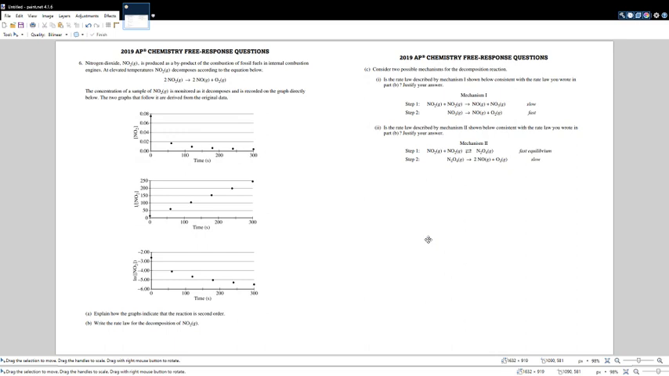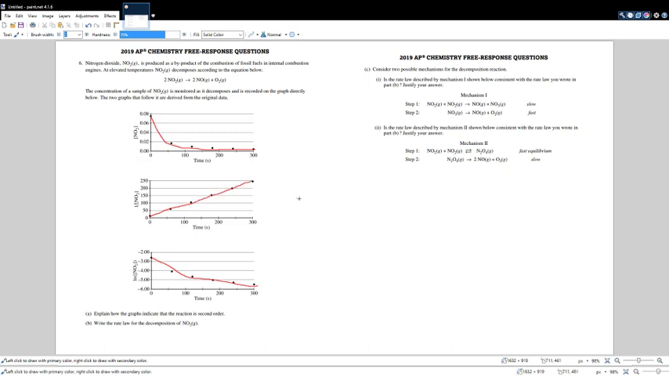And part A says to explain how the graphs indicate that the reaction is second order. So the first step is that you have to identify which one of these is linear, right? This obviously isn't linear. The line of best fit is not exponential, but it's to a degree of -2 or -1, I believe. -2. No, definitely -1, but that doesn't matter. This one, again, obviously not linear. It's very much concave up, but this one is very much linear.